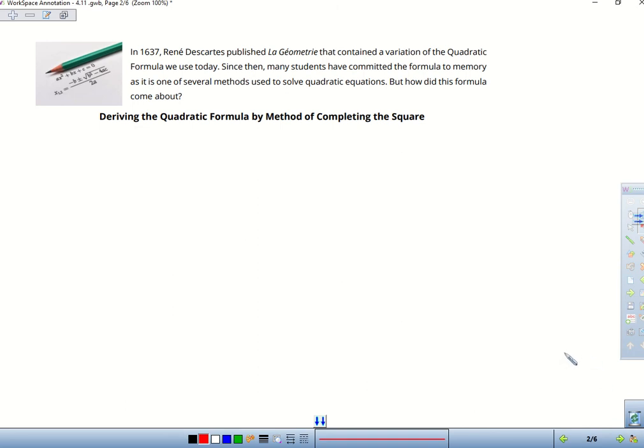In 1637, René Descartes published La Géométrie that contained a variation of the quadratic formula that we use today. Since then, many students have committed the formula to memory, as it is one of several methods used to solve quadratic equations. But how was this formula developed, basically? It was actually developed by completing the square.